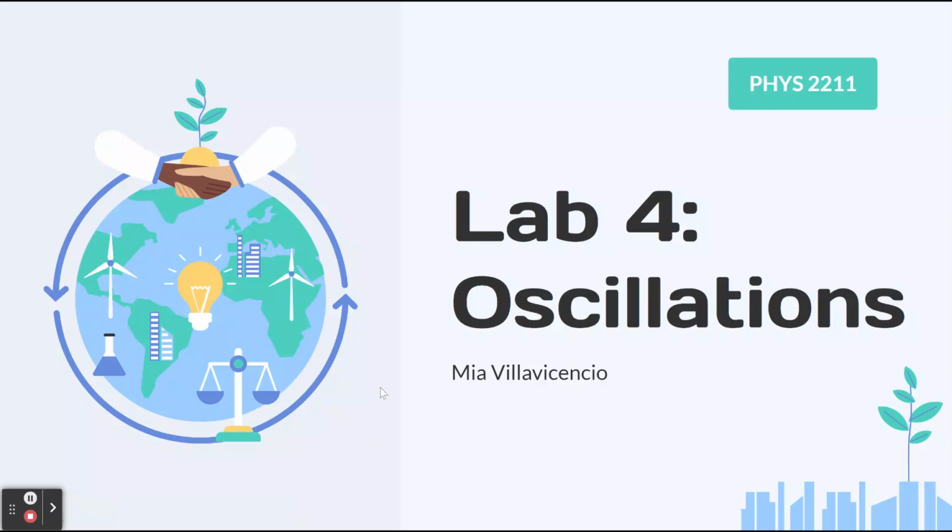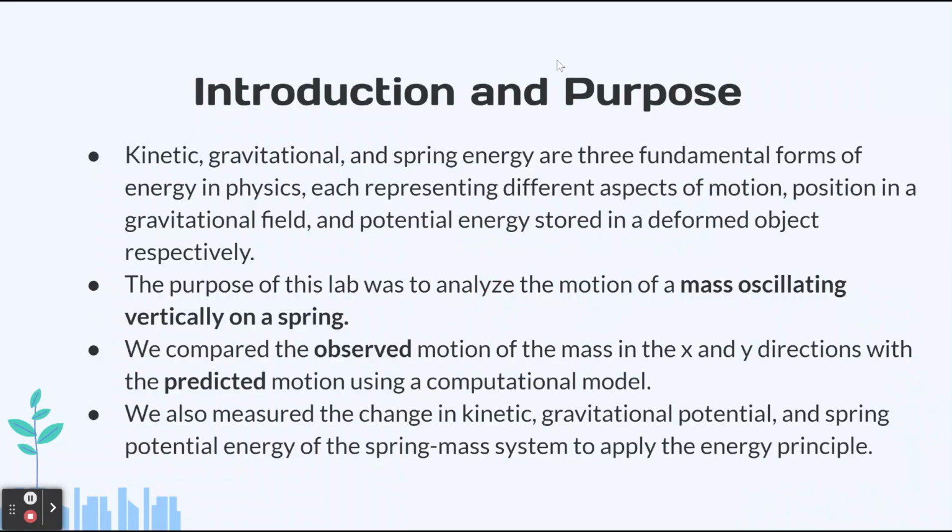Okay, so this lab was talking about the oscillation of a mass on a spring. Kinetic, gravitational, and spring energy are three fundamental forms of energy in physics, each representing different aspects of motion, position in a gravitational field, and potential energy stored in a deformed object. The purpose of this lab was to analyze the motion of a mass oscillating vertically on a spring.